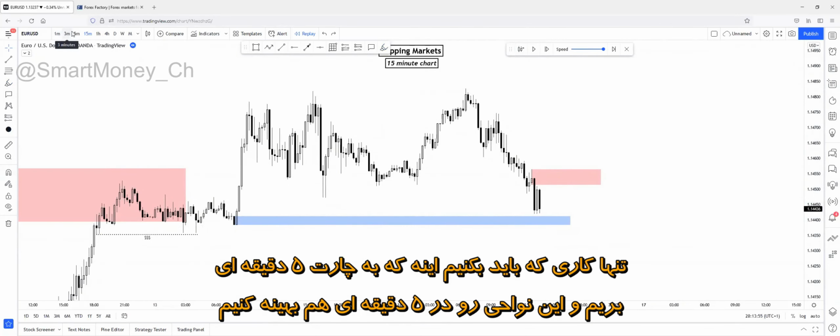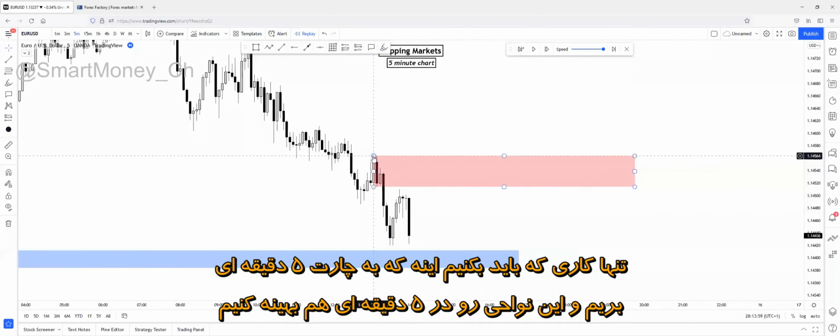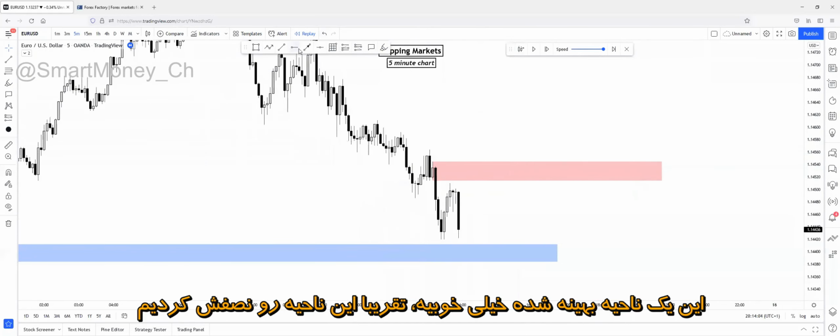All we have to do is switch to the 5-minute chart and refine this zone on the 5-minute, and there will be a fine refinement. As you can see, this is a pretty nice refinement on this candle. We refine this zone almost to half the size.